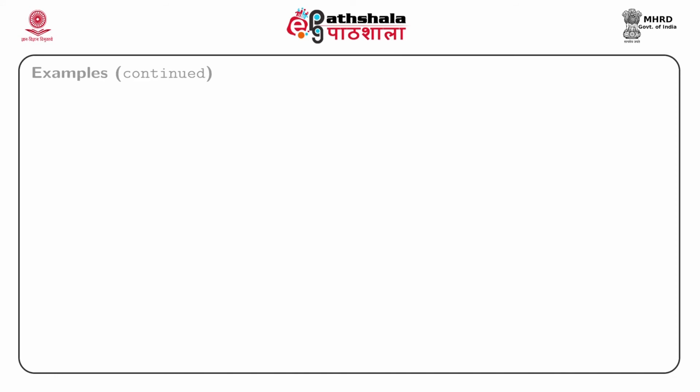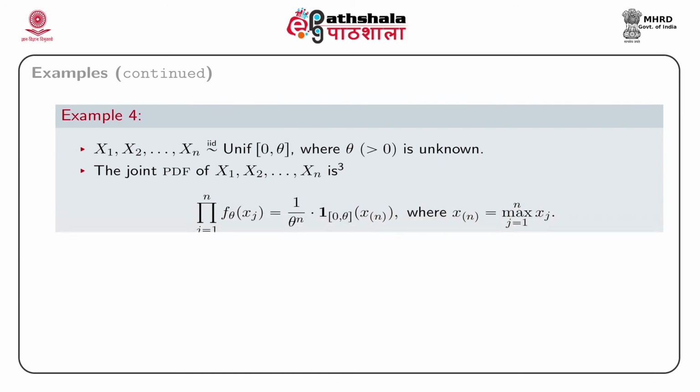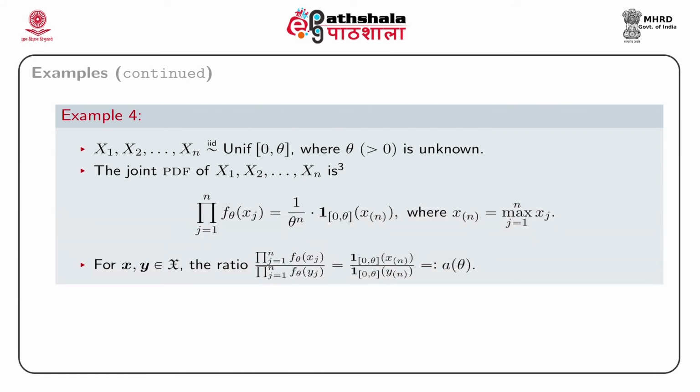Suppose x1, x2, up to xn are IID uniform(0, theta) variables, where theta greater than 0 is unknown. Here the sample space script X is an open interval of the real line, it is (0, theta), and script Theta is R plus, the positive part of the real line. We wish to find a minimal sufficient statistic for theta.